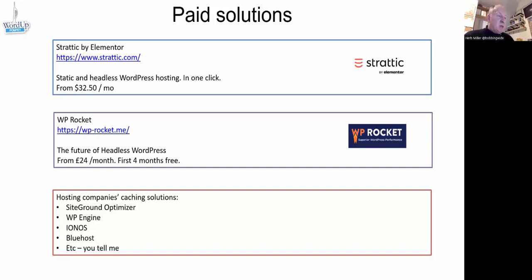And other hosting companies provide their own caching solutions. So we've seen SiteGround Optimizer. WP Engine has caching. I've just noticed that Ionos has its own caching functionality, but I don't know what it does. And Bluehost and whoever else you host with probably have their own caching solutions, which you can tell me about.